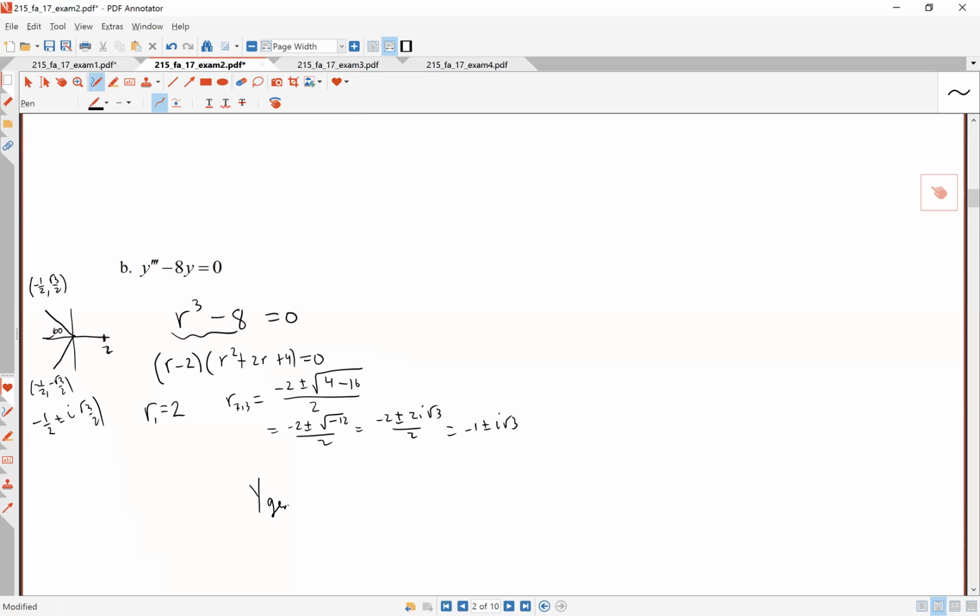So our general solution then is c1 e to the r1t. And then when we have complex numbers, the negative 1 is the e to the negative 1t. And then we get a c1 cosine root 3t plus c2 sine root 3t.